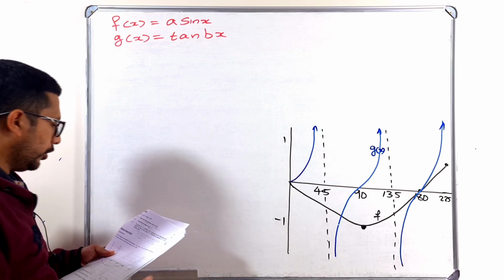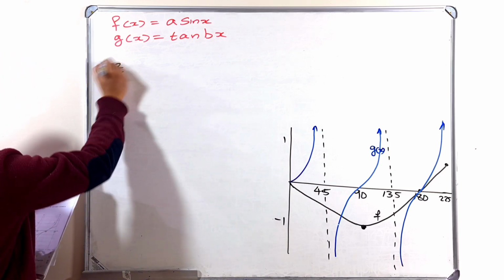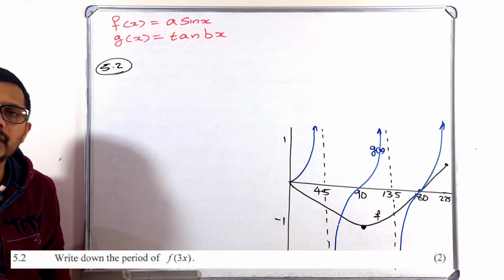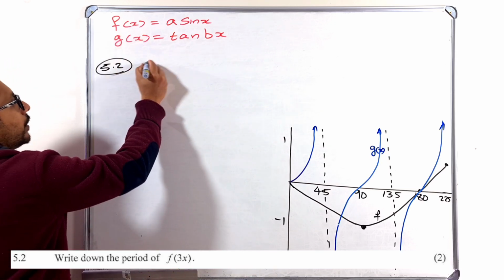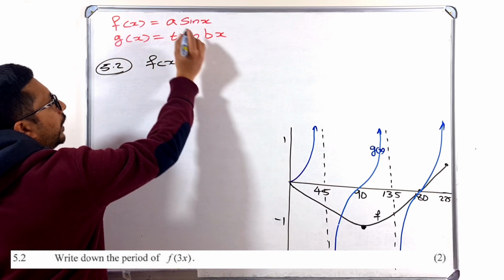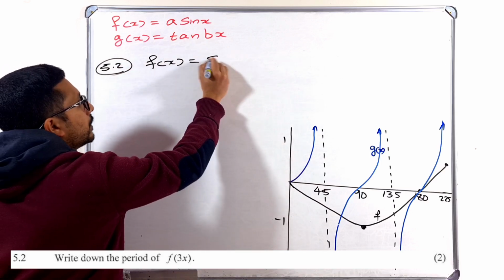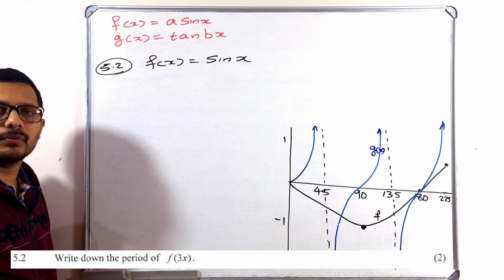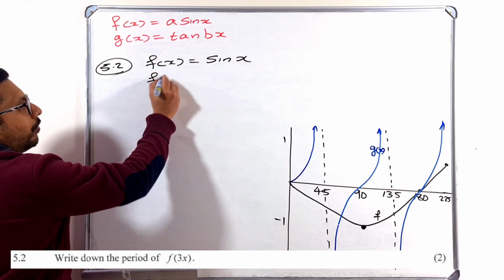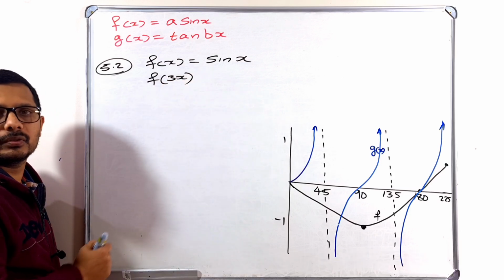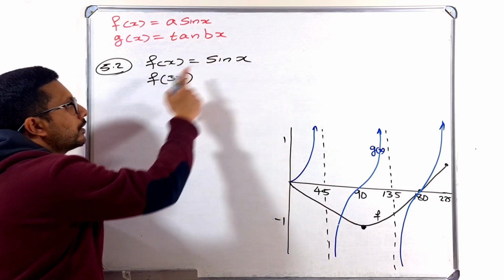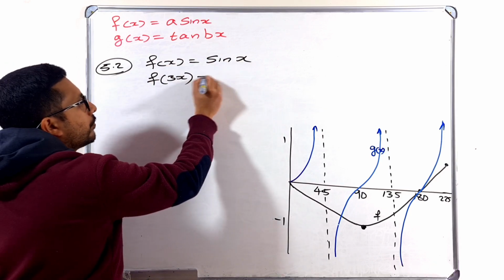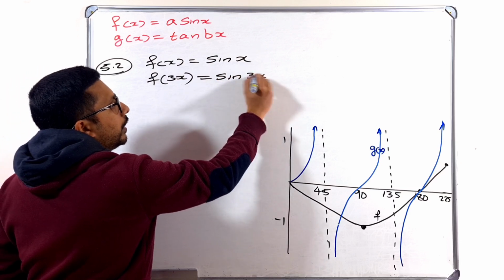Let's go to question number 5.2. What is that question? Write down the period of f of 3x. So what is our f of x graph? f of x is equal to a, we got as 1. So 1 sine x, that is sine x. Now our question is you have to write the period of f of 3x. So here we can see when it is x, sine x. Instead of this x, they changed to 3x. So here also we have to change to 3x. So f of 3x means sine 3x.